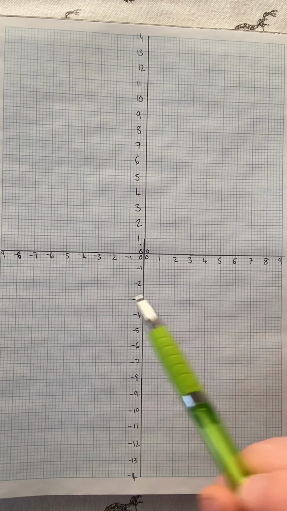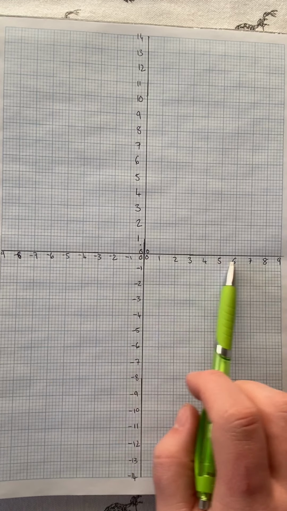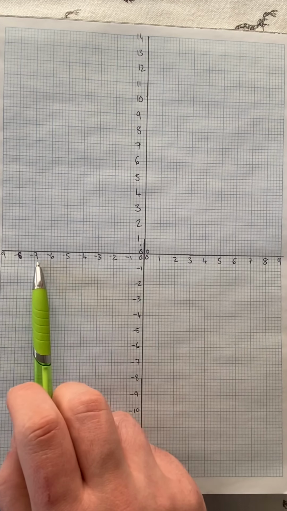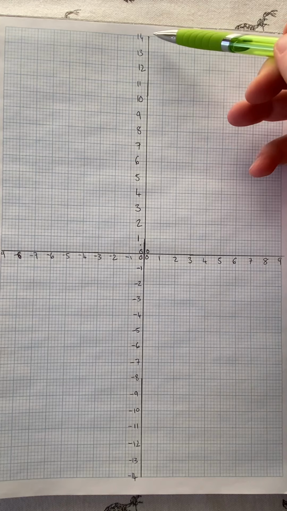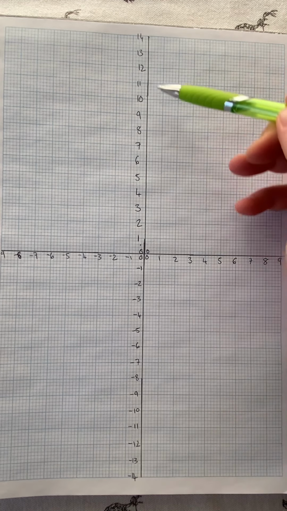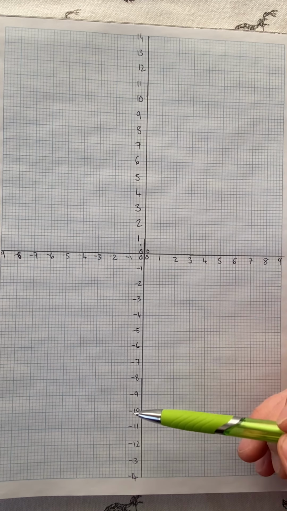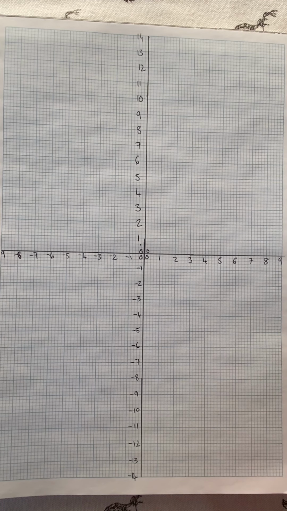Now remember, 2 axes, okay? The horizontal one is your x-axis. Your vertical one is your y-axis, okay? So you have to remember that.